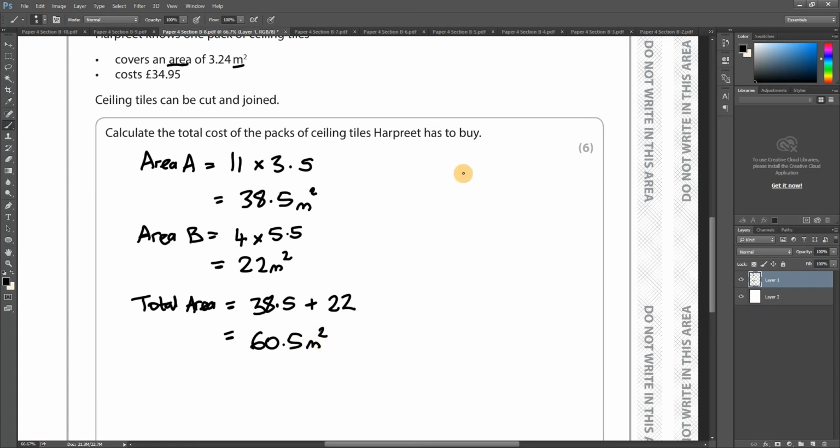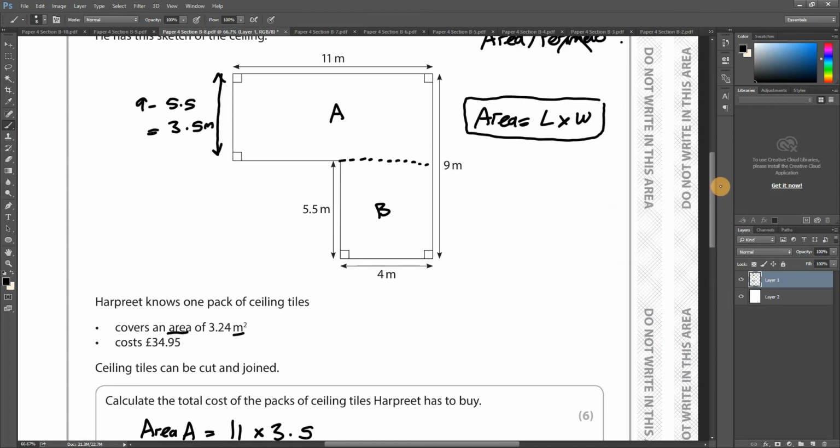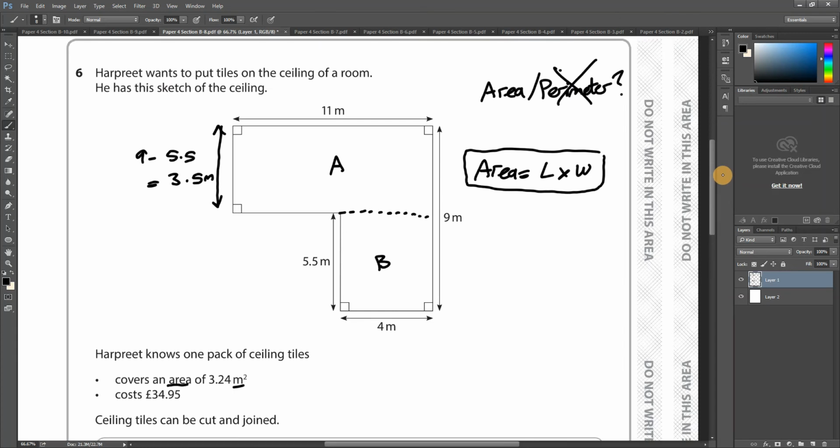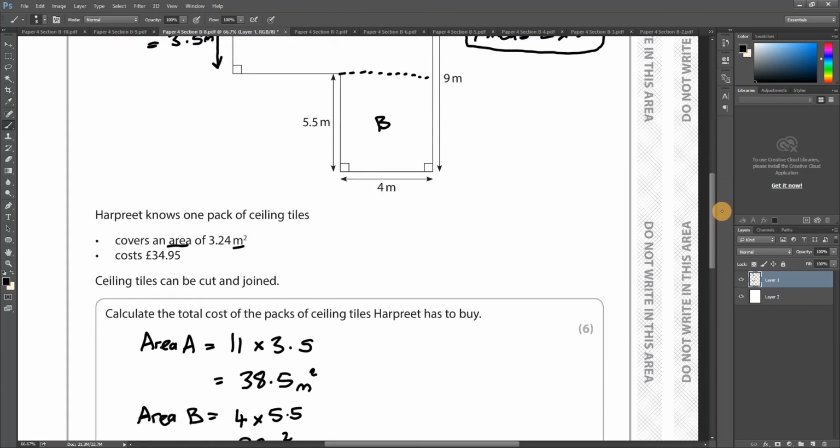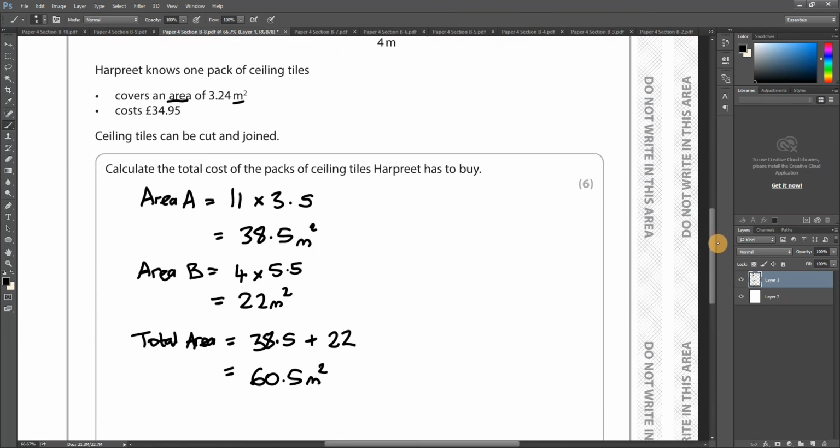You could have split it a different way. You could have made it into a complete rectangle, do it that way. There's loads of ways of working out the area. Don't get it mixed up with the perimeter though, don't forget. It's nothing to do with adding up the sides. If you start working out the perimeter, you're not going to get anything for that. But you should get 60.5 meters squared for the area.